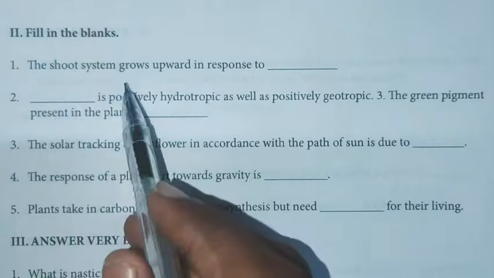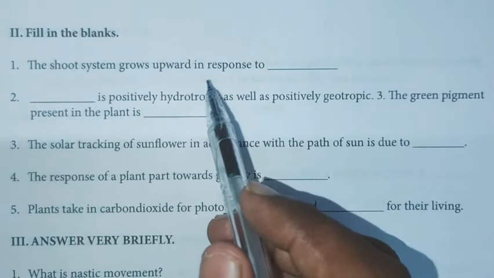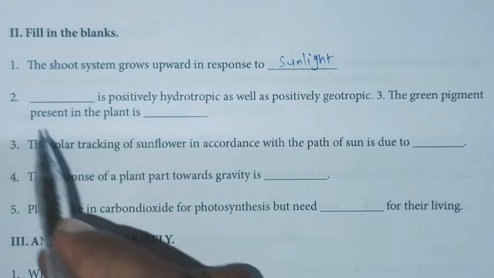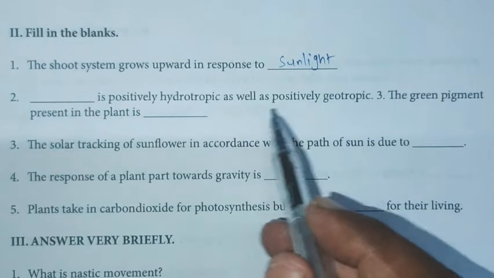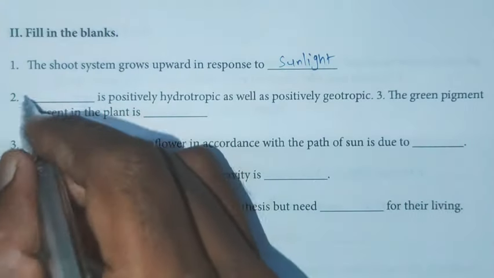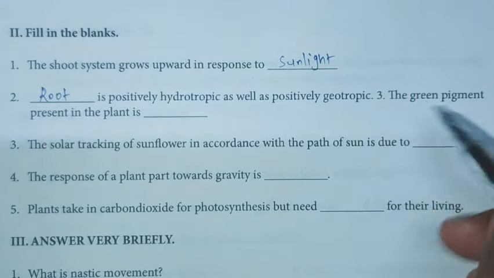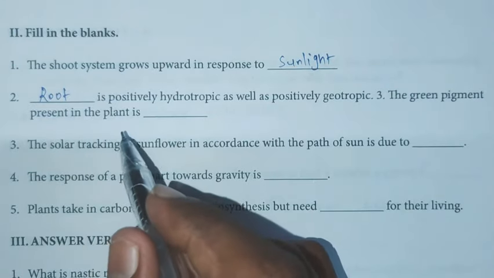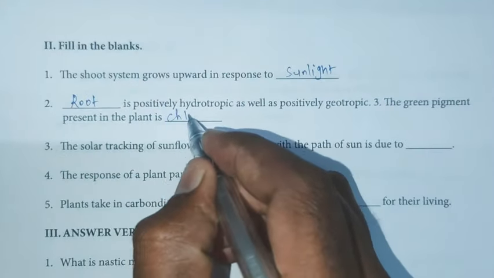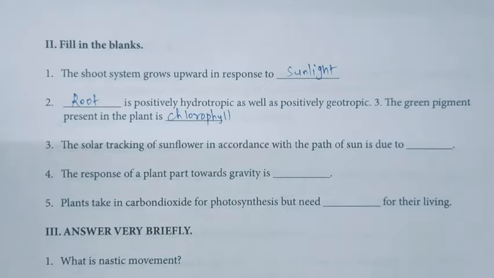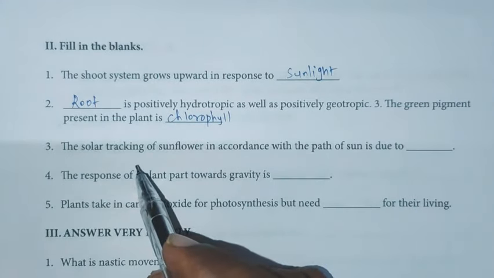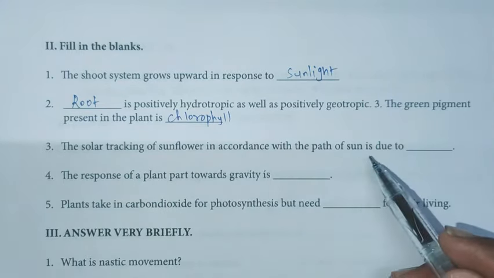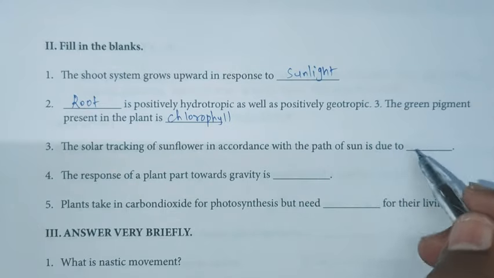First one, the shoot system grows upward in response to sunlight. Second one, dash is positively hydrotropic as well as positively geotropic, that is root. Next sub-question, third, the green pigment present in the plant is chlorophyll.